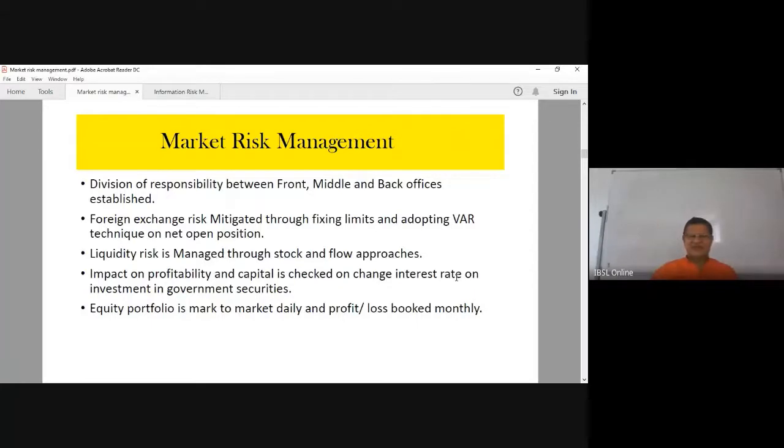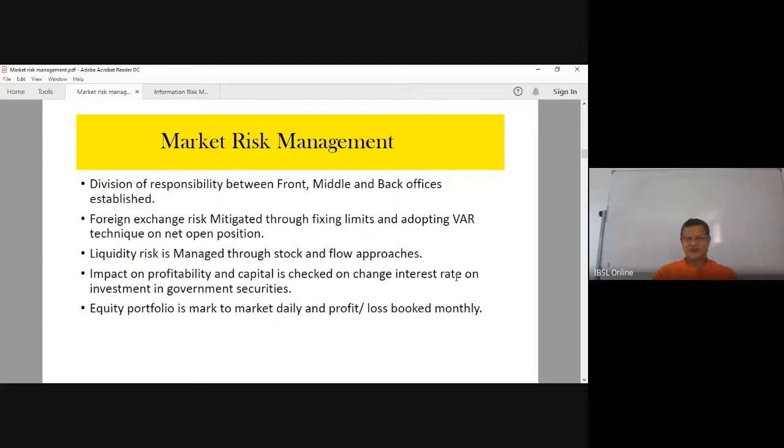Then we looked at impact on profitability and capital. So if you run a market risk, the impact will be to your P&L or to your capital. Therefore, you arrange various methods of assessing the market risk. Finally, if you have a position, if you have a loss situation, that will hit your profitability, and also it will affect your capital adequacy. So when we do that, we will see how it happens in a clear example.